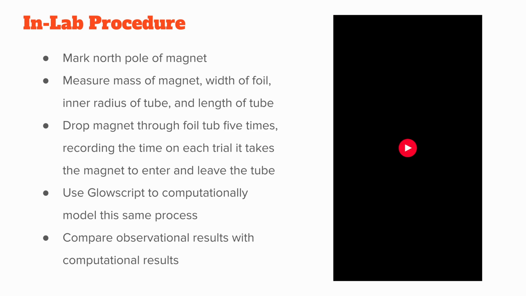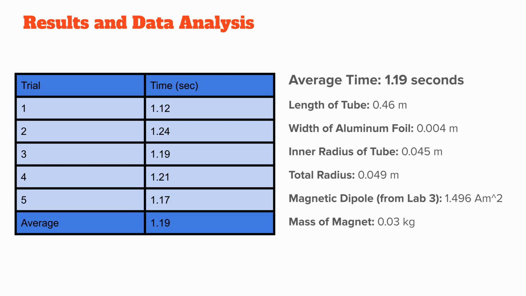Finally, after completing 5 trials, I used GlowScript to computationally model this process so that I could compare observational results with computational ones. Here you can see the results of the in-person component of the lab, along with all recorded values. After completing all 5 trials, we found that the average time it took for the magnet to enter and exit the tube was around 1.19 seconds. Note that while this seems like a short period of time, it is longer than it would have been if there was no magnetic field present.